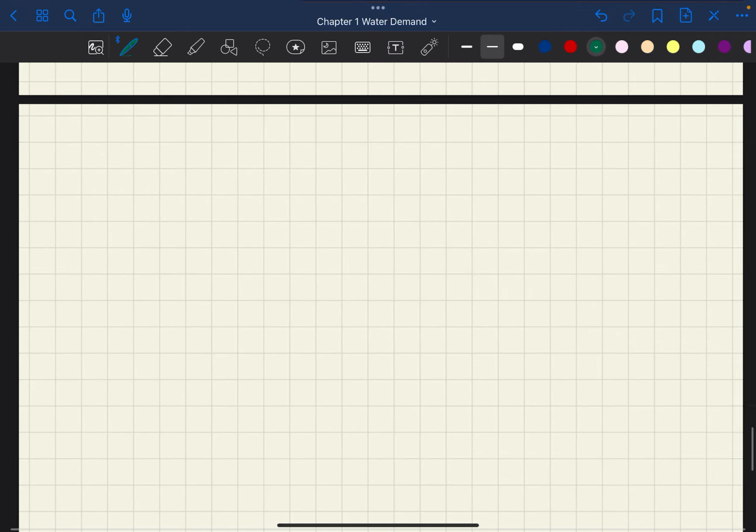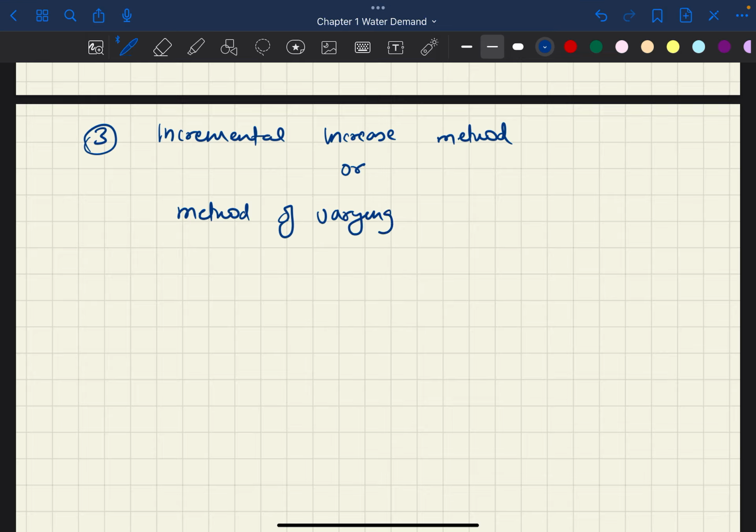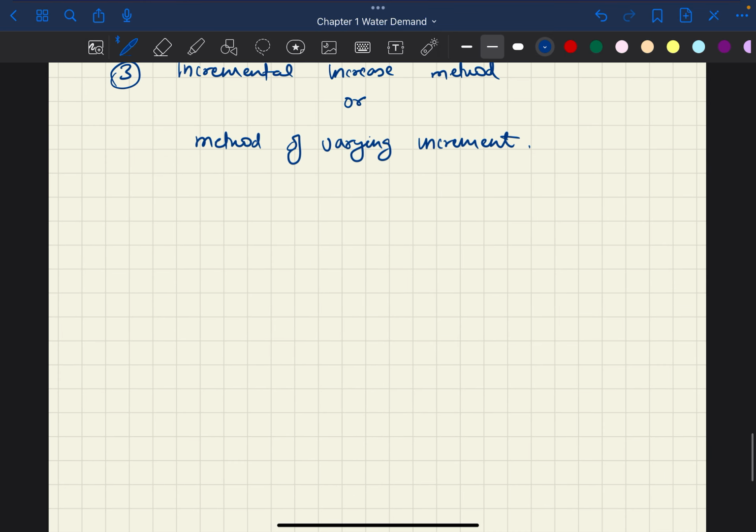Now comes the third method. Third method is incremental increase method, or method of varying increment. Method of varying increment, both are the same. In this method, increment over increase y is found out, and population after n decades is found out.